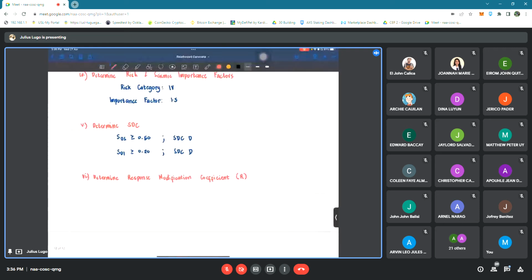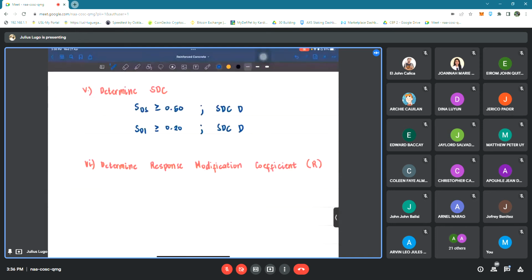Okay. So we now have the value of the response modification coefficient. So R now is equal to 8. Okay. So we now have that. What is the next step? After determining the response modification factor, we need to determine the fundamental period of the structure. Fundamental period of your structure.